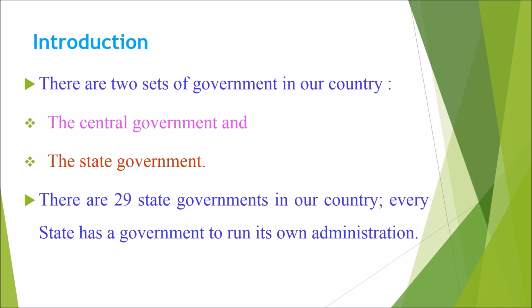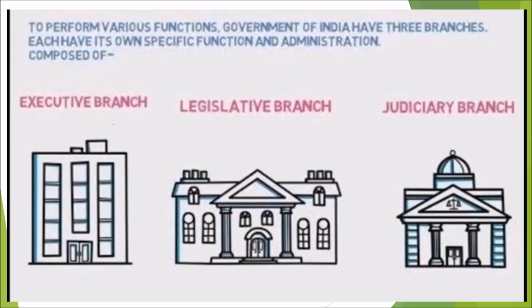Introduction. There are two sets of government in our country. The first one is the central government and the state government. There are 29 state governments in our country. Every state has a government to run its own administration. To perform various functions, the Government of India has 3 branches, each with its own specific function and administration: the executive branch, the legislative branch and the judiciary branch.